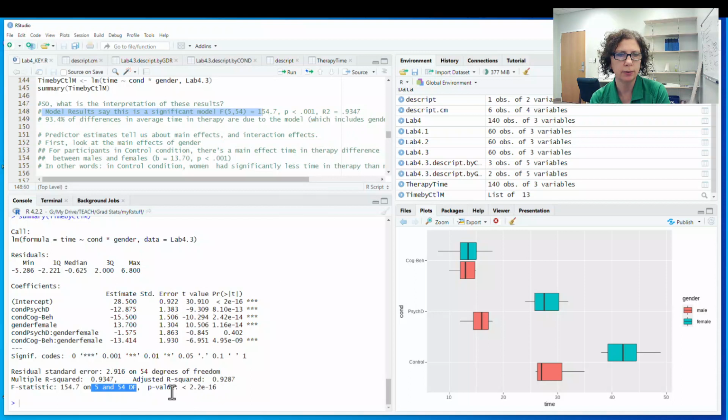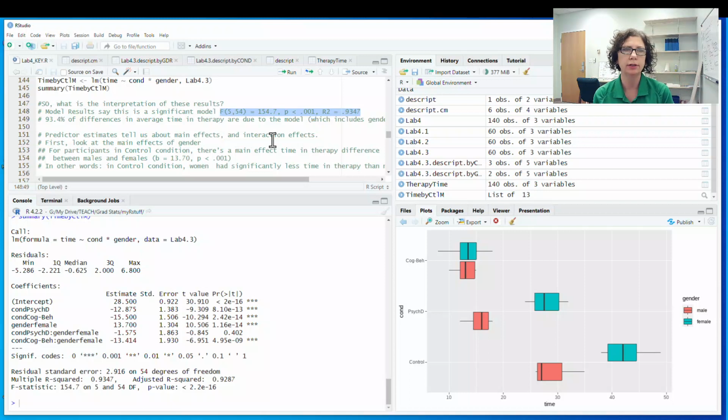And the p-value is less than 0.001. The R-squared, the effect size, is 0.9347. So that's our whole, well, except for the confidence interval, that's our whole stats line for the model results. Next, we've got to go into each predictor.